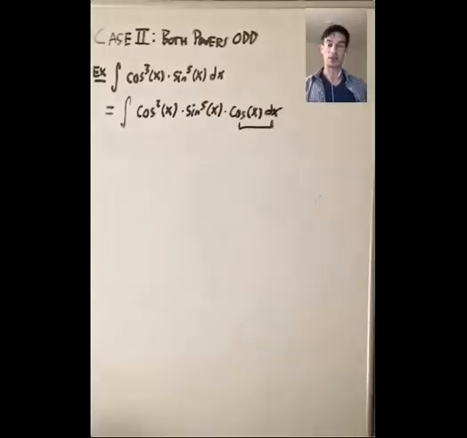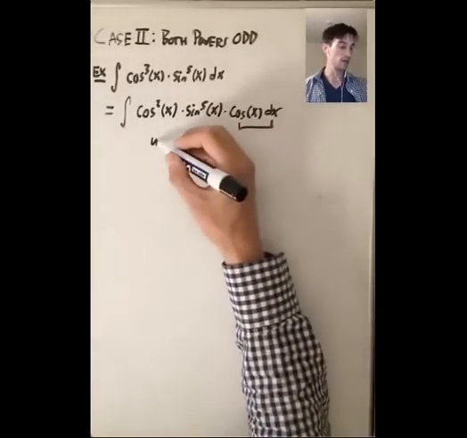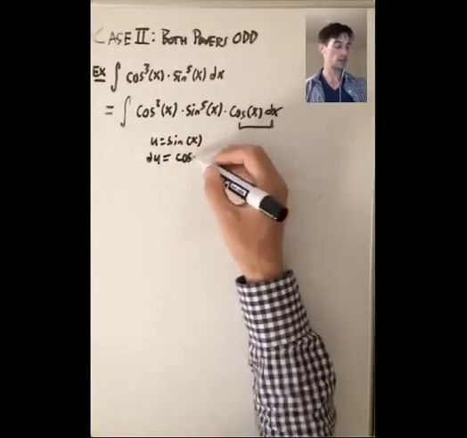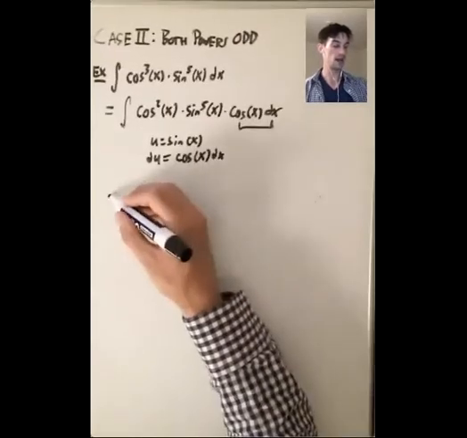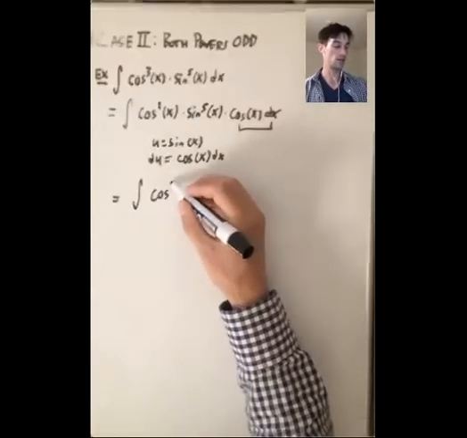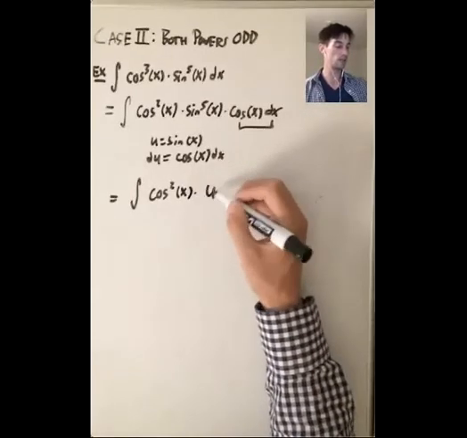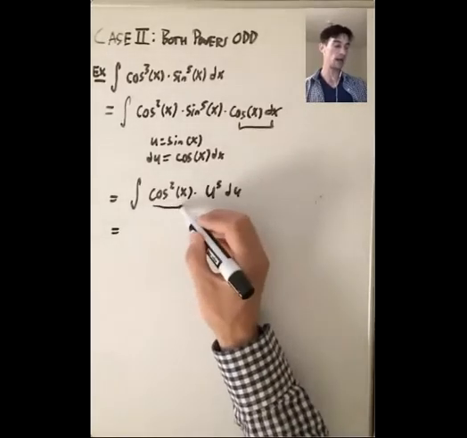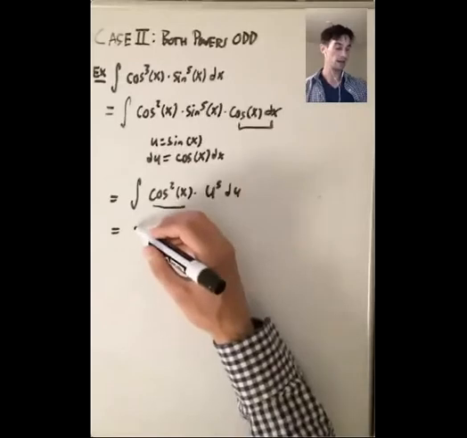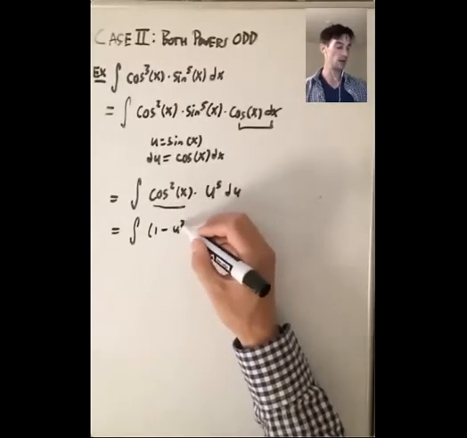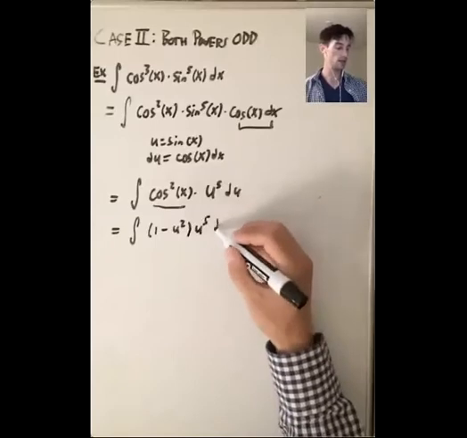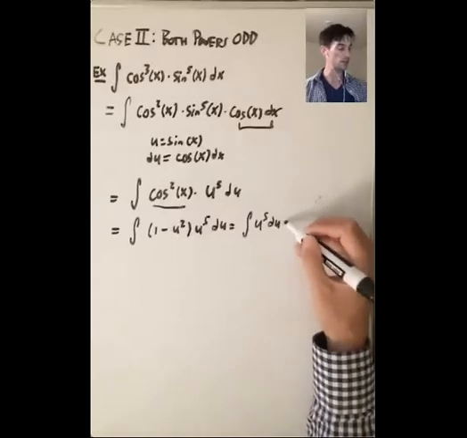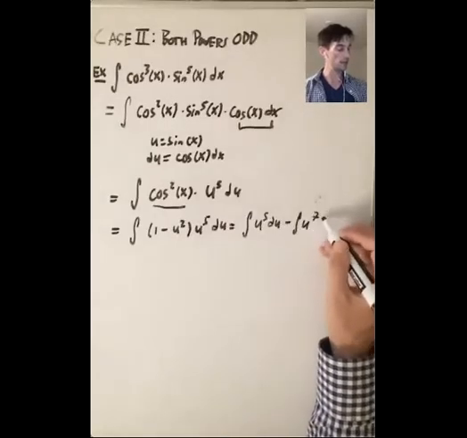This cosine x dx works great for u substitution if we let u equal sine x and du equals cosine x dx. Because now our integral is the integral of cosine squared x times u to the fifth du. And we know we can rewrite cosine squared x just in terms of sine. This is the integral of 1 minus u squared times u to the fifth du. This is just like the previous case. We can write this as the integral of u to the fifth du minus the integral of u to the seventh du.